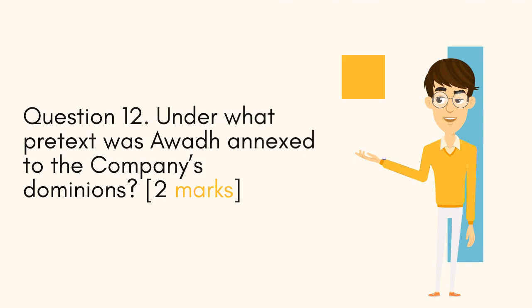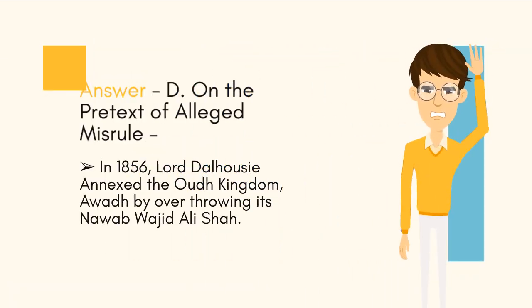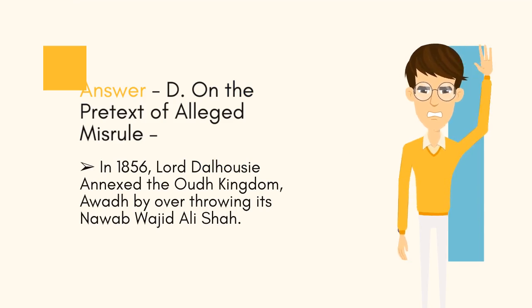Question 12. Under what pretext was Awadh annexed to the company's dominions? 2 marks. Answer, D. On the pretext of alleged misrule.